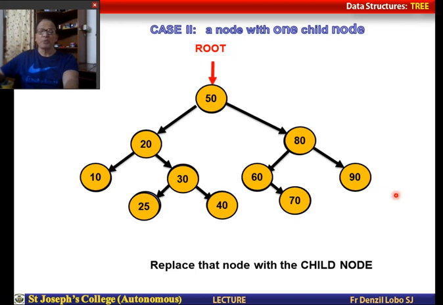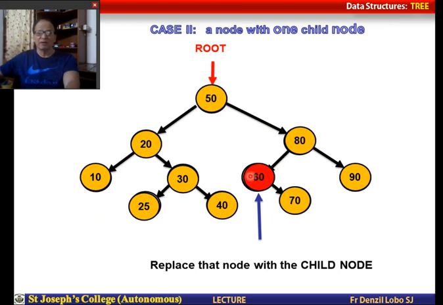We come to case 2. Now we have to search for a node with one child node. As you see here, this is a node which contains one child node, whereas 80, 90 and all the rest have two child nodes. So how do I delete 60? First of all, I search for 60, I come here. This becomes previous, this becomes current.